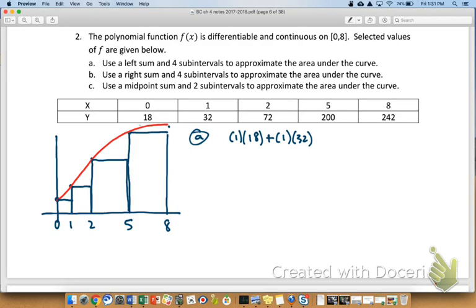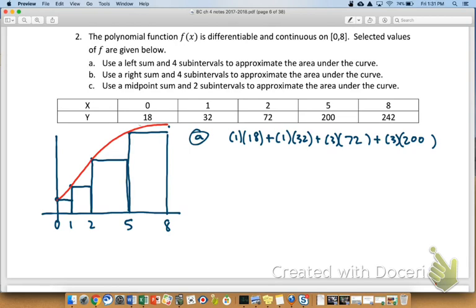What about the next 2 bases? They're the same, aren't they? From 2 to 5, 5 to 8, 3? Okay, so this would be plus 3 times something, plus 3 times something. What would be the last 2 heights? 72 and 200 in that order. Yep, so 72, 200. Okay, so that would be a nice example of a left sum. You can do some little order of operations, multiply and add.